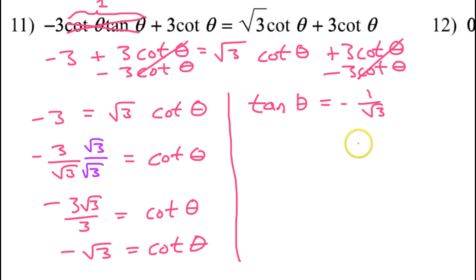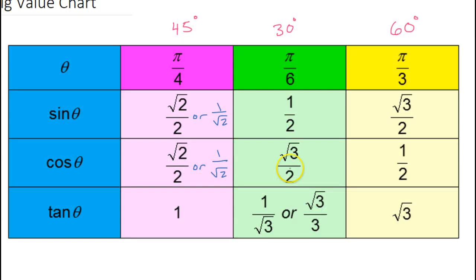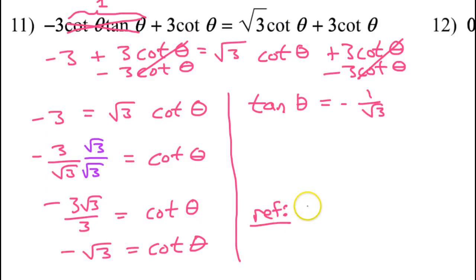Okay, so now let's talk reference angles. Tangent of what angle is 1 over radical 3, which is the same thing as radical 3 over 3? Okay, well that's pi over 6. Tangent of pi over 6 is 1 over radical 3. So the reference angle is pi over 6.